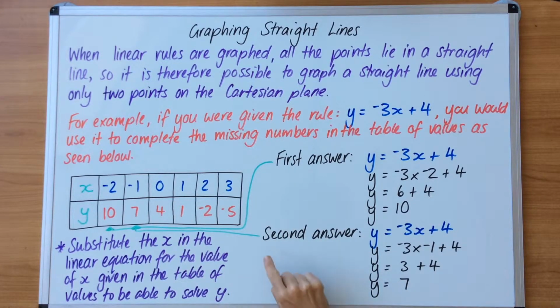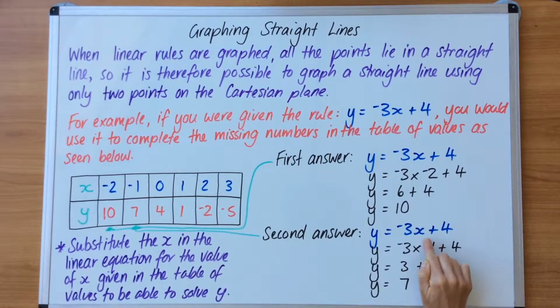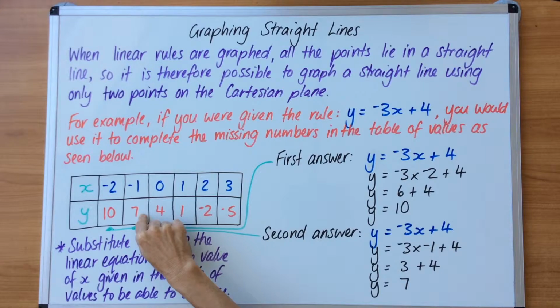For the second answer of 7, again, you write the rule given. The second line is substitution. So now the value of x is negative 1. So negative 3 times negative 1 plus 4. Solve the multiplication because it comes first in order of operations. So negative 3 times negative 1 is 3. Drop down the plus 4, add 3 and 4, and I get 7, and then I write it in the table. And I do the same thing for the rest of them.